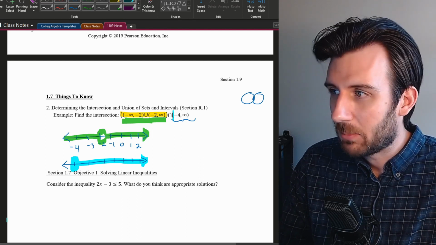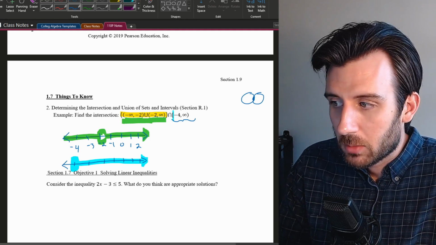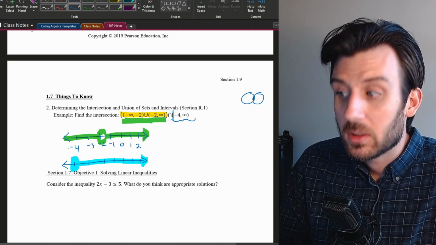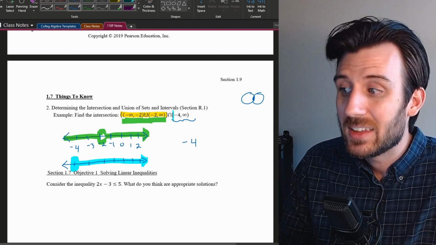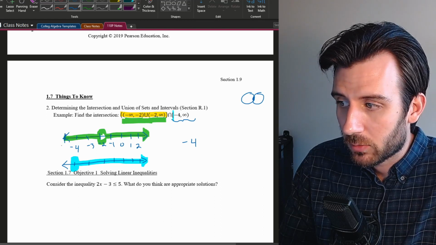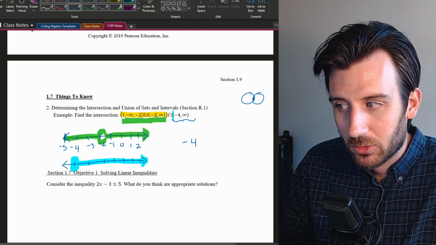Where is the overlap between these two? Well, is -4 going to be overlapped? Yes, it is. It's in both of my pictures, so I know -4 is going to be overlapped. Is -5 going to be overlapped? -5 is over here. Nope, it does not appear in my second picture, so -5 is not included.